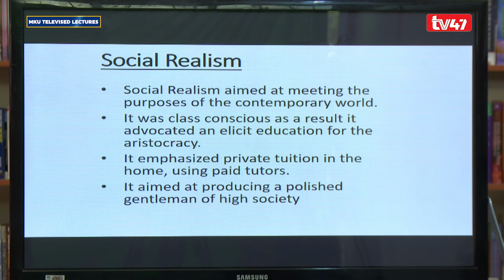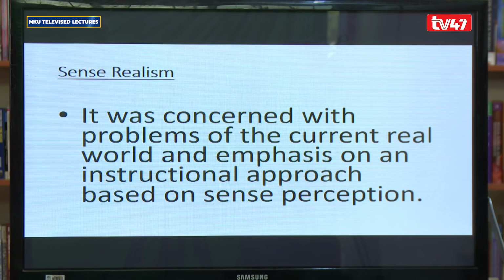It was class conscious. As a result, it advocated for an elitist education for the aristocracy. It emphasized private tuition in the home and also paid tutors. It aimed at producing a polished gentleman in the society. Sense realism, on the other hand, was concerned with the problems of the current real world and emphasized an instructional approach that was based on sense perception.